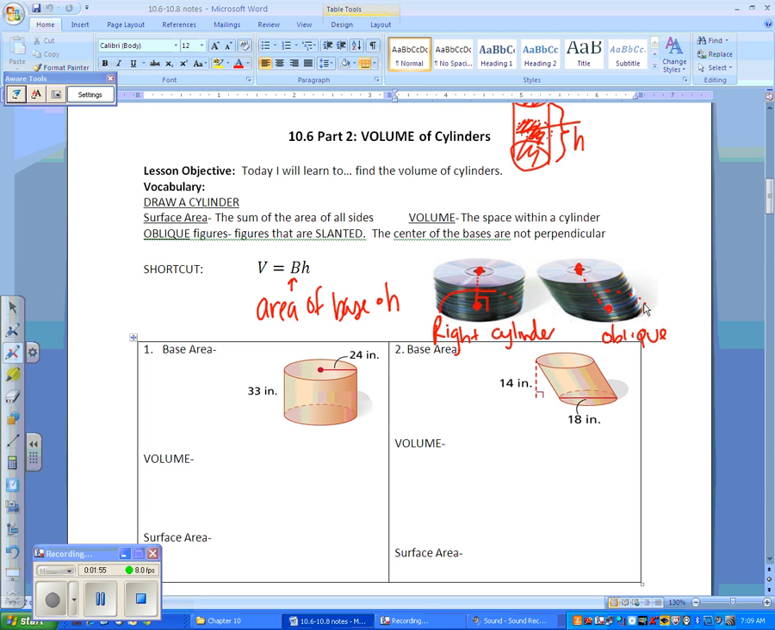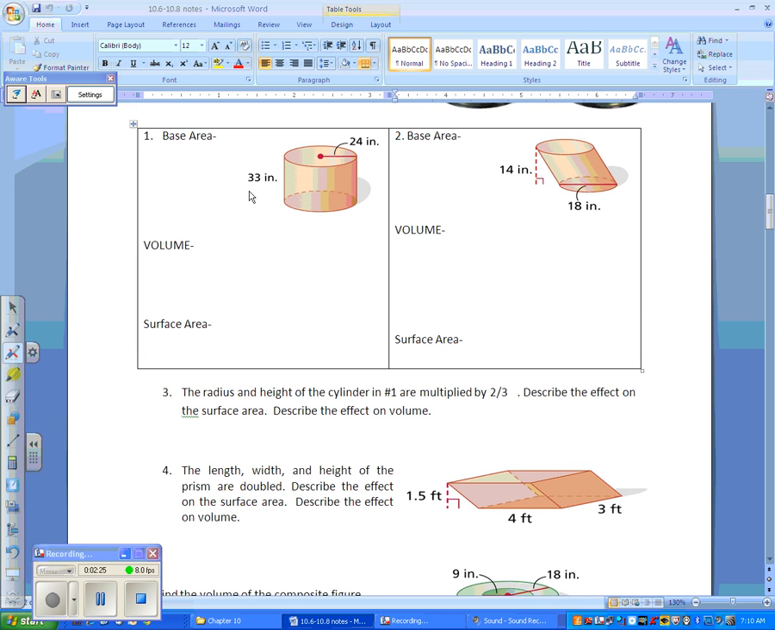So that's called oblique. However, this figure is considered slanted. So the height would not be this line like it is in the right cylinder. It would be the distance from the top base to the bottom base. So this would be considered your height. Okay. All right. So for number 1, find the base area.